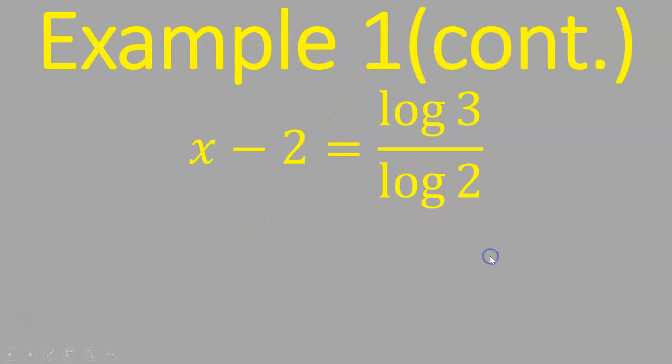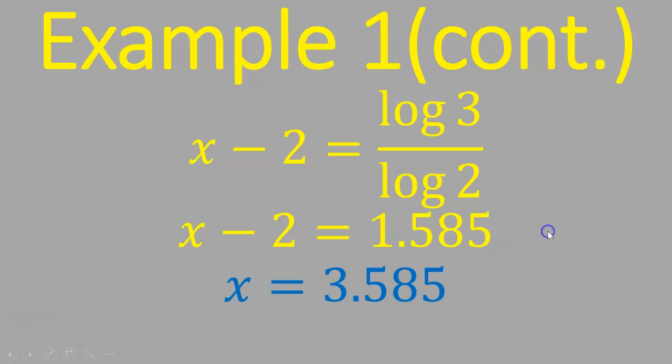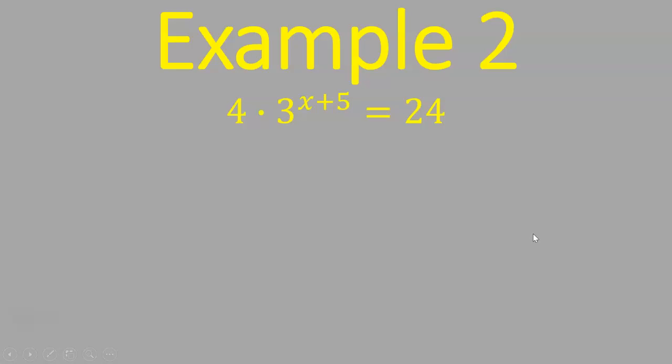You'll need a calculator here. So same thing on the next slide. Log 3 divided by log 2 rounded to the nearest thousandth is 1.585. Then you add 2 to both sides. Okay, so 3.585.